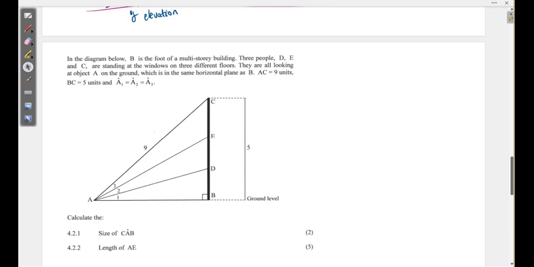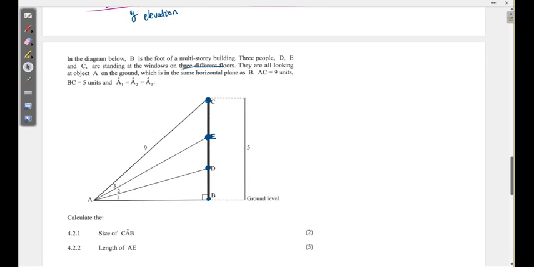In the diagram here we have B, which is the foot of a multi-story building, and 3 people, D, E and C. This is a person here, another one here at E, and then C there, 3 people. They are standing on the windows on 3 different floors. This is the building, and the person at D is on floor 1, then E is on floor 2, C is on floor 3. And D, remember, will be at ground level, meaning he is at the ground.